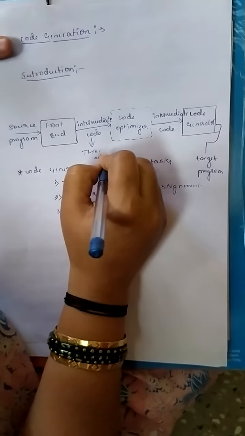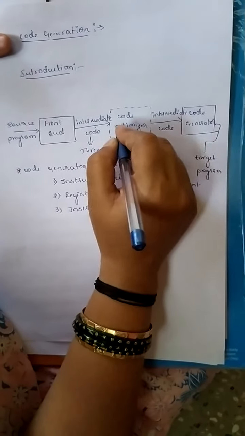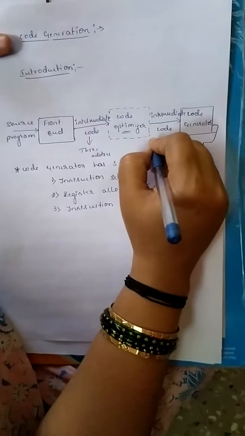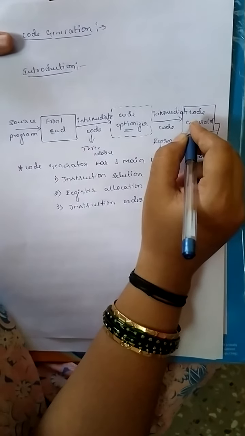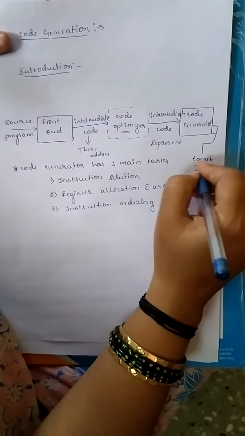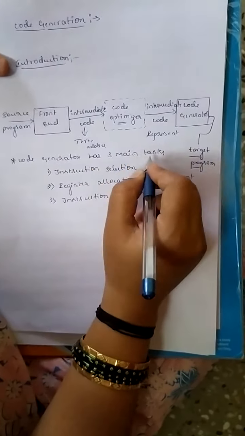So this will be the input for the code optimizer. Code optimizer again will optimize the code, and it again generates the intermediate code representation. That representation is the input for the code generator. Code generator will take the input from the intermediate code representation, and it will produce the target program. Basically the code generator has 3 main tasks, that is instruction selection, register allocation and assignment, and instruction ordering. Before this, we'll quickly recall the concept of the phases of the compiler.